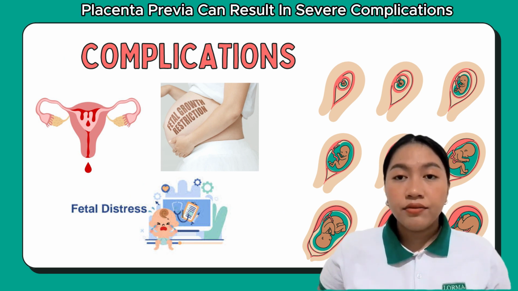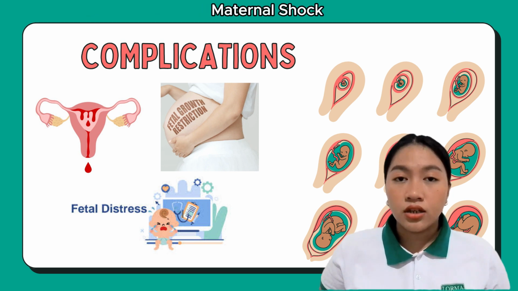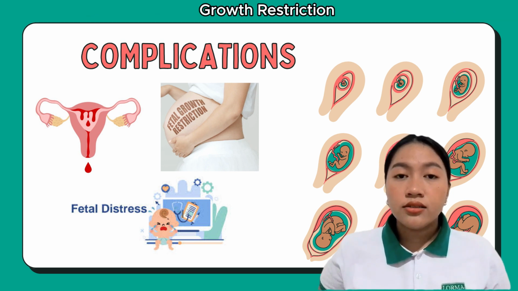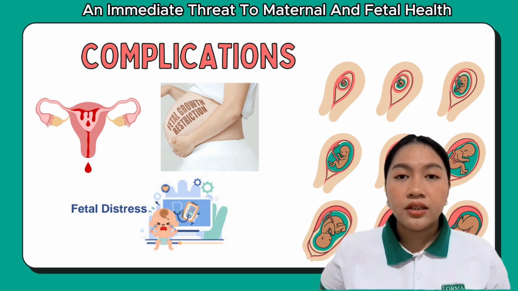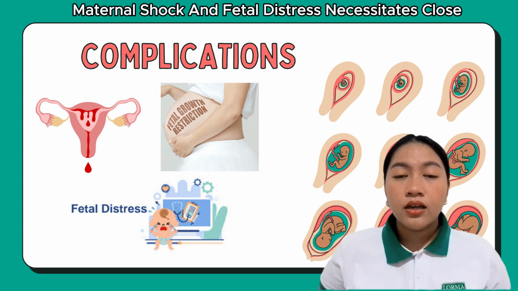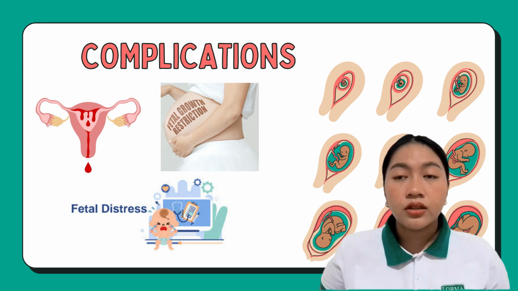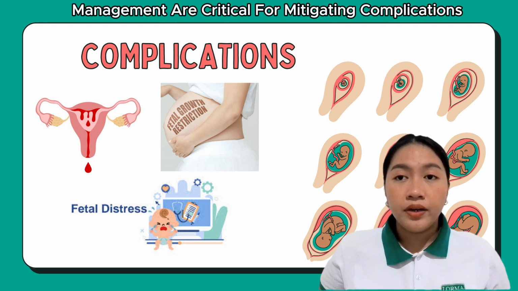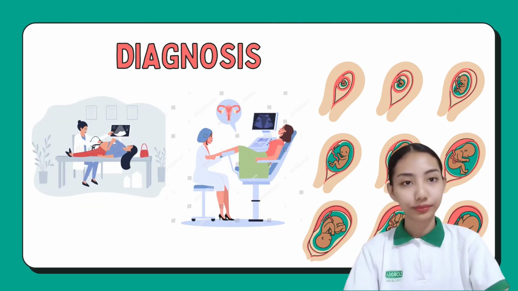Complications. Placenta previa can result in severe complications including hemorrhage, maternal shock, fetal distress, growth restriction, and infection. Hemorrhage, in particular, poses an immediate threat to maternal and fetal health and requires urgent intervention. Maternal shock and fetal distress necessitate close monitoring and rapid response to prevent adverse outcomes. Early recognition and appropriate management are critical for mitigating complications associated with placenta previa.